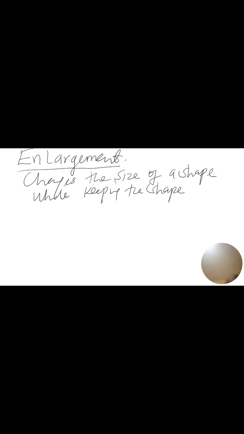So what we mean here, we are not changing a rectangle to a square. We are not changing a circle to a square, but we are making our circle smaller, or we make it bigger. So that is the work of enlargement. We are either making a shape smaller or bigger.